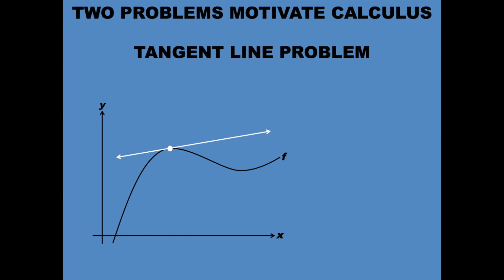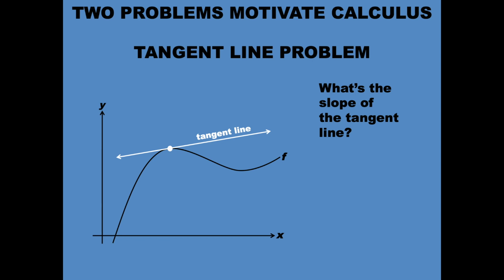It might look like the white line is touching the black curve at more than one spot, but we're imagining the white line touches the curve at only the one white spot. Such a line is called a tangent line. So here's the tangent line problem. What's the slope of the tangent line?